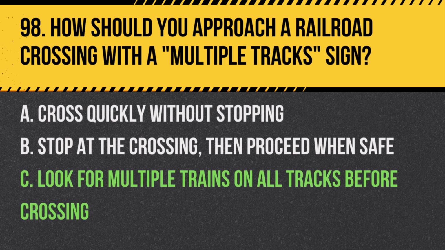Answer C. Look for multiple trains on all tracks before crossing. Multiple tracks mean multiple trains could be approaching.